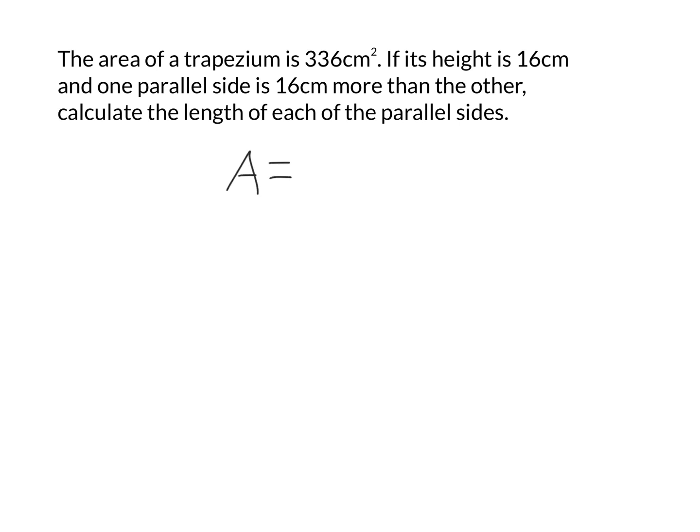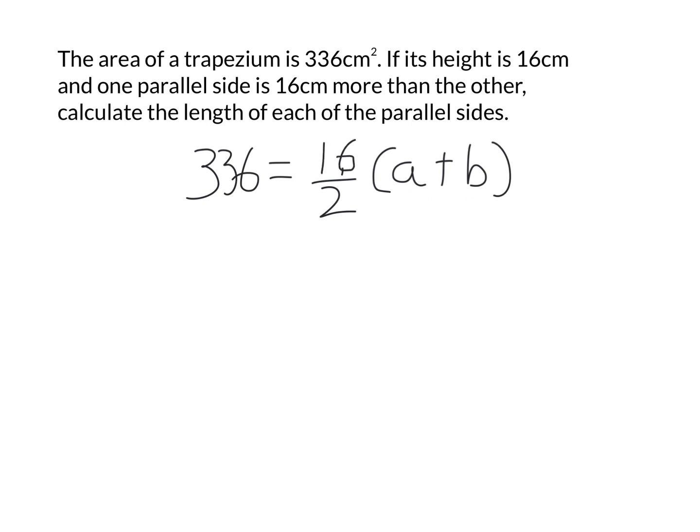So let's start by writing the area formula for a trapezium. This is a quadrilateral with just one pair of parallel sides. So now we're just going to substitute in everything that we know. We're told A is 336. We're told the perpendicular height is equal to 16. Now for a and b, we have two unknowns here. We can't really solve this equation with two unknowns because there would be infinitely many solutions.